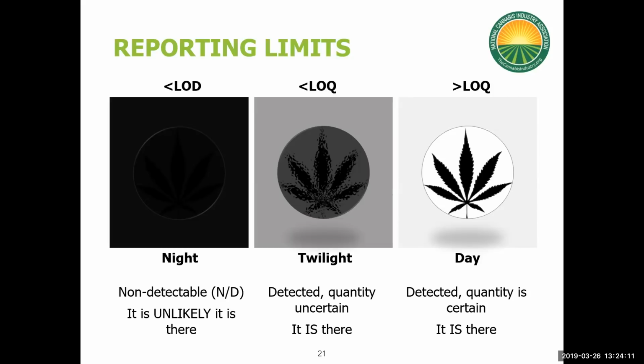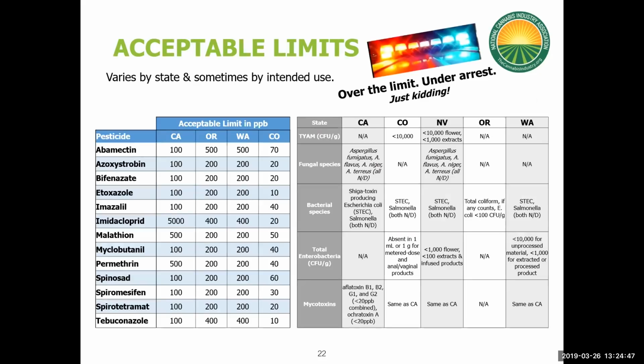Any testing result that comes in above the limit of detection but below the limit of quantification, you could equate to twilight, or it is detected, but so little is detected that we don't know quite how much is there, but we do know that it is there. And then finally, anything above the limit of quantification could be equated to daytime, in which we know it is detected and it is of an amount that we can be certain of the quantity. So it is there and we know how much is there as well.